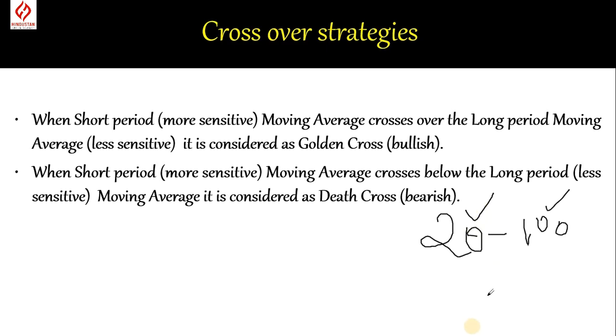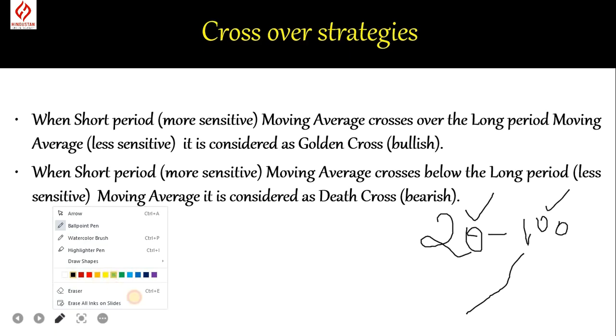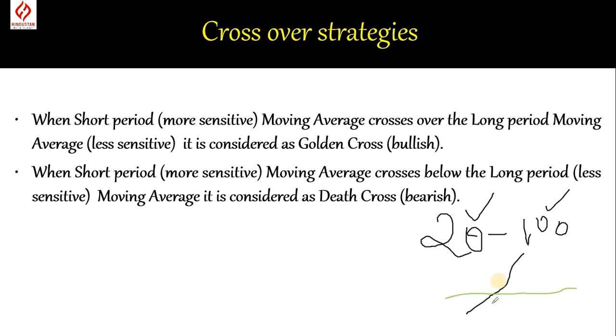When short period moving average crosses, this is short period moving average and this is long period moving average. So when short period moving average crosses over the long period moving average, then it will create a long opportunity, that is buying opportunity. It indicates a bullishness in the stock price, right? And vice versa, when short period moving average crosses below the long period moving average, then it is considered as a death cross. So it indicates bearishness in the market. So that will help you to take trade, right? It will give you signals, buy or sell signals.